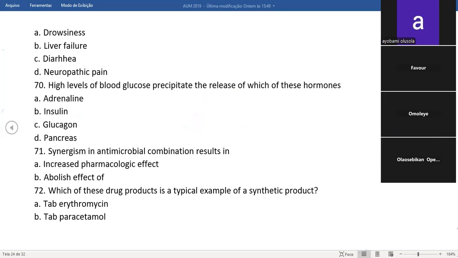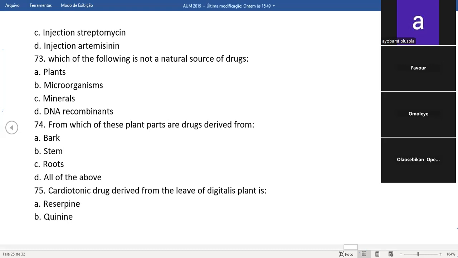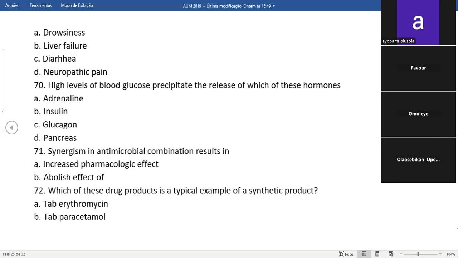71. Synergism in antimicrobial combination results in increased pharmacologic effect. Which of these drug products is a typical example of synthetic products? Tab azithromycin, tab paracetamol, injection streptomycin, injection artemisinin. Tab paracetamol. That's B.